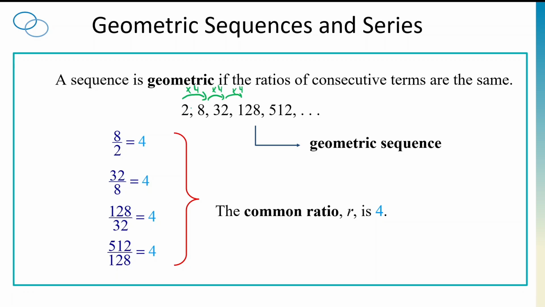How can I find it? Divide any two consecutive terms. So 8 divided by 2, 32 divided by 8. You notice that it's a constant value, and in this case it's equal to 4. So this is what we mean by geometric sequence. Now, once we talk about series, then I need to add up these terms, and I need to know the general term for a geometric sequence. So what's the general term?